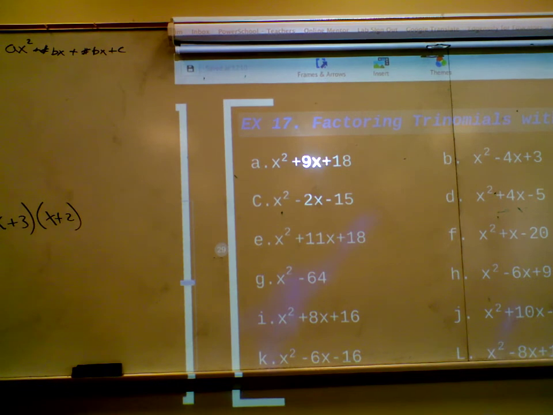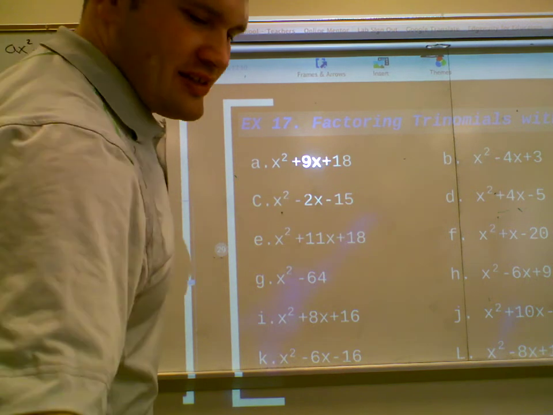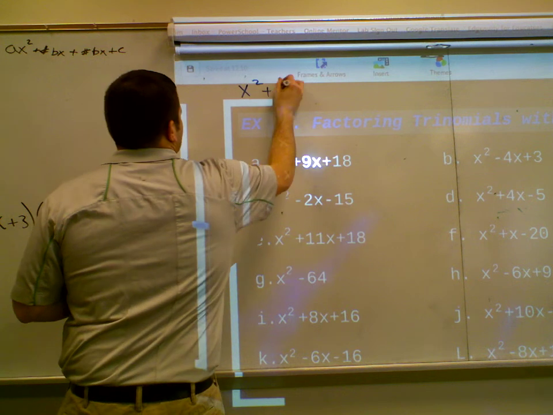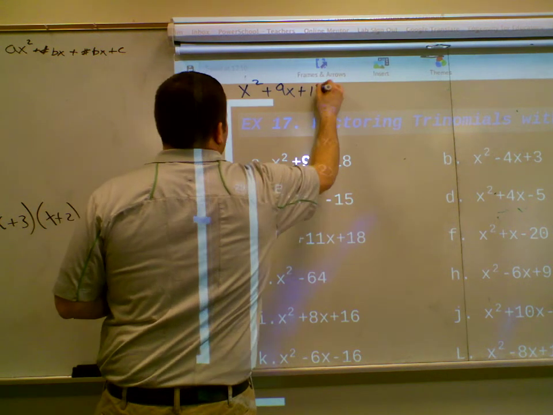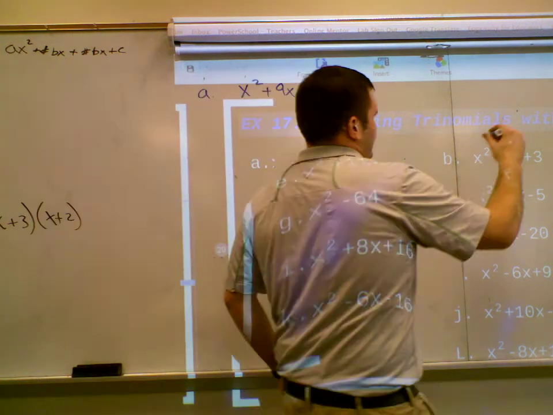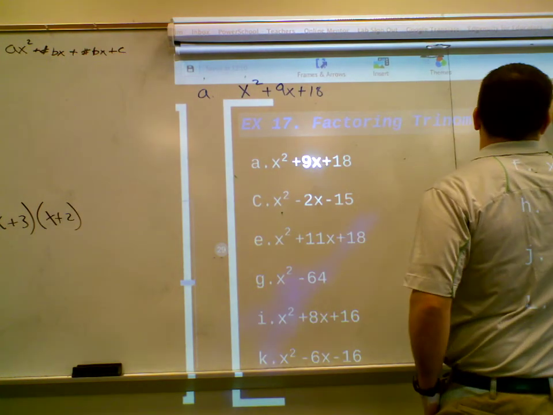All right, so let's try A. So A is x squared plus 9x plus 18. Write that down real quick. X squared plus 9x plus 18. I want you guys to try to figure out what the a and the b and the c are. I'm going to write the next one over here.